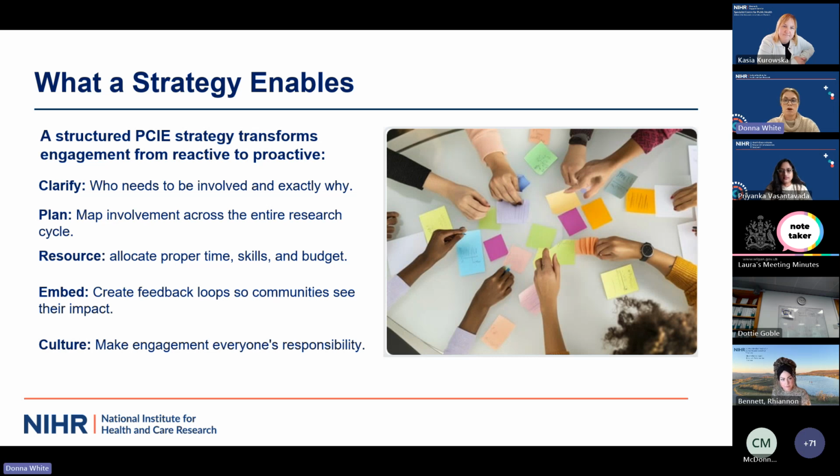So ultimately, a good PIE strategy gives structure, coherence and a purpose to engagement, ensuring that research is shaped by the lived realities of the people that the councils aim to serve.